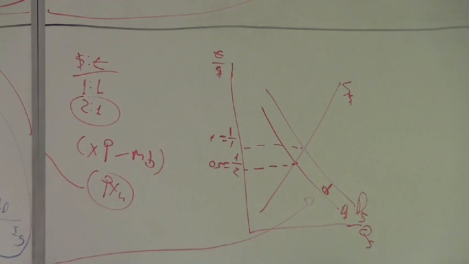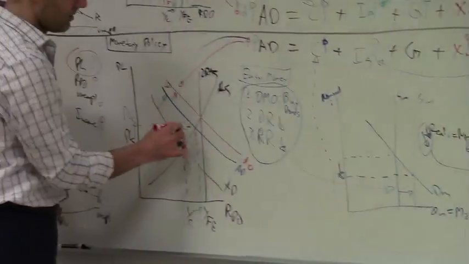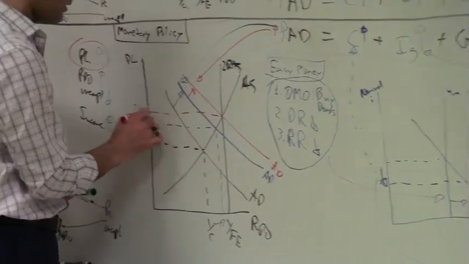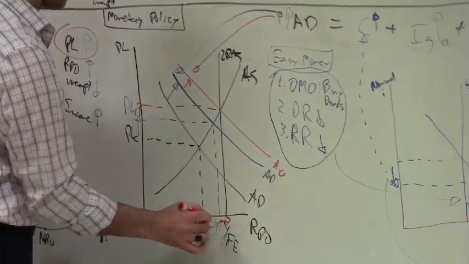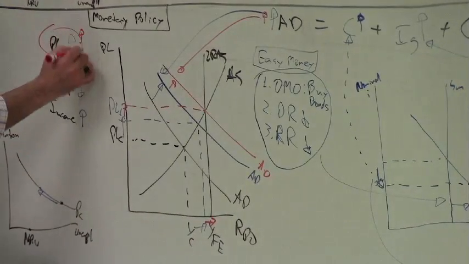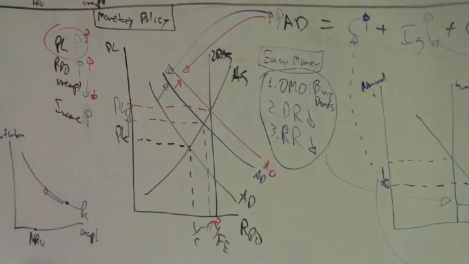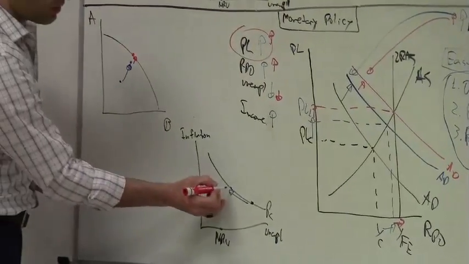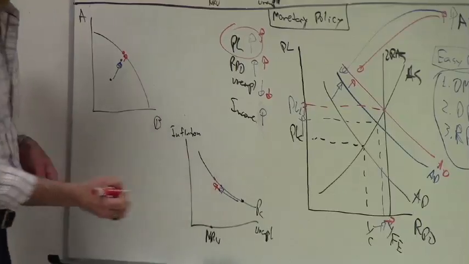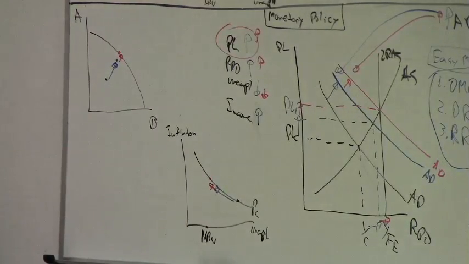And that causes aggregate demand to increase. Aggregate demand increases and aggregate demand shifts to the right. That causes price level to increase, output to increase, and unemployment to decrease. Which causes this point we have drawn here on the line to move over here.